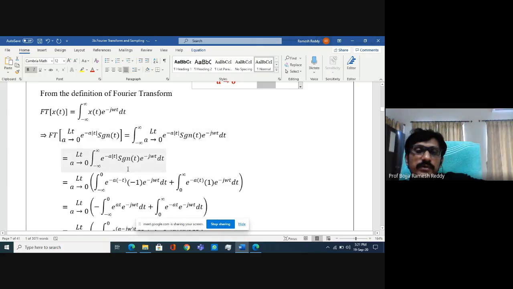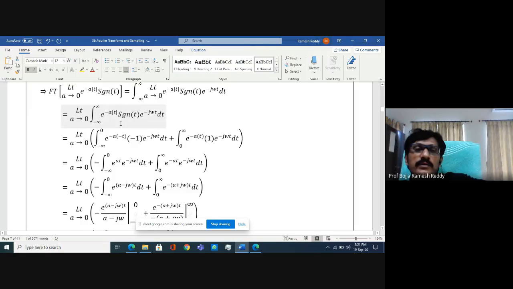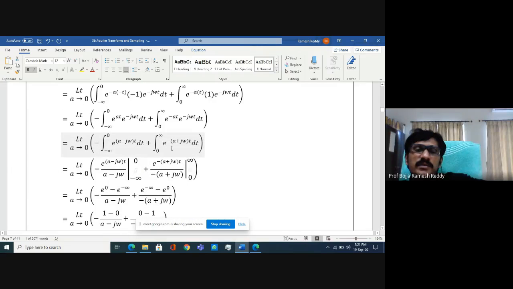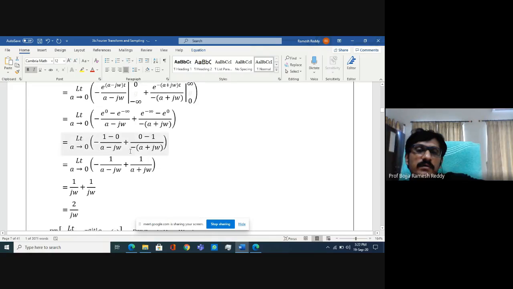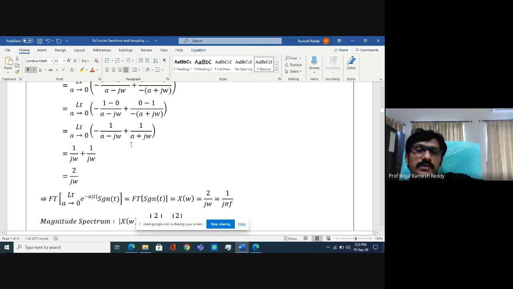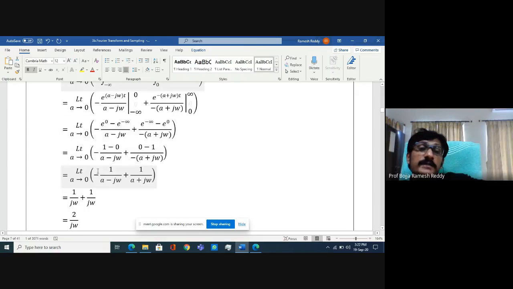Now take the product of these two, sgn of t into e power minus a modulus of t. The sgn of t value is minus 1 when t is negative and plus 1 when t is positive. Minus of this part plus this part. It is similar to the previous derivation, no change. It is just a double exponential signal. Same thing: 1 by a minus j omega, 1 by a plus j omega. See, here we got a minus sign because of sgn of t. In the previous case it is plus. That is the only difference between these two.